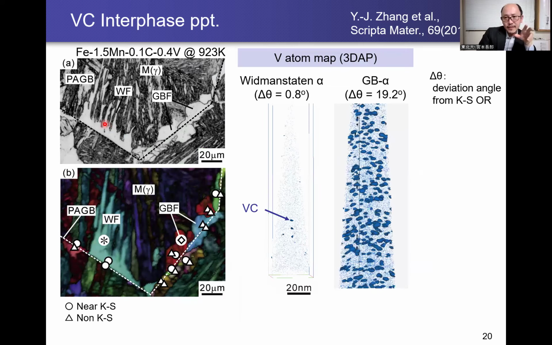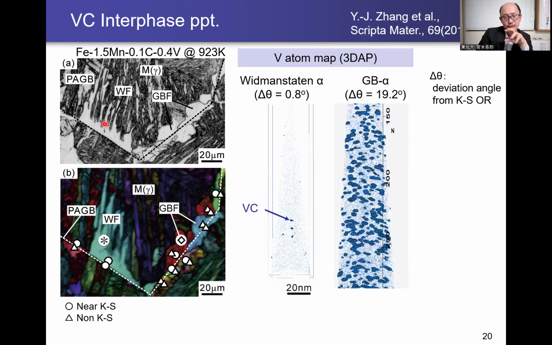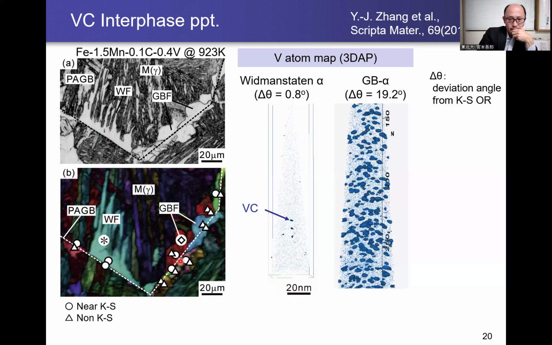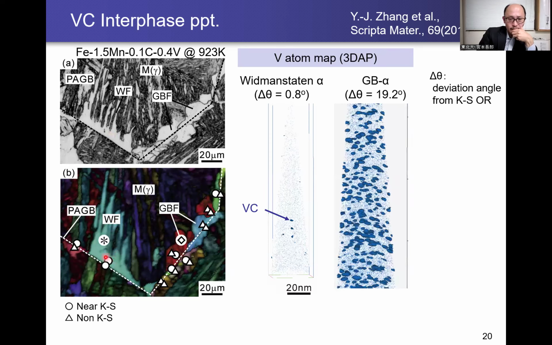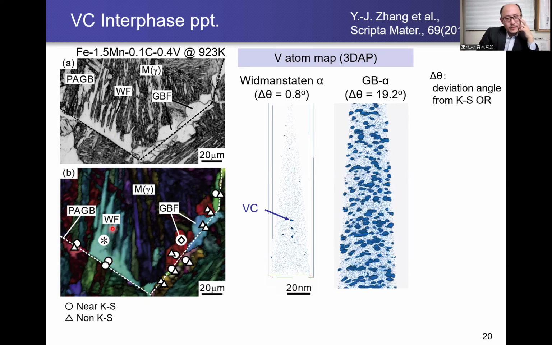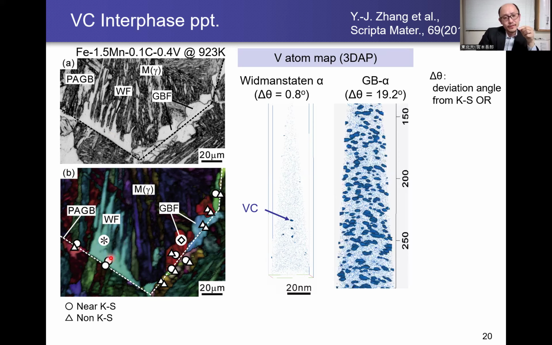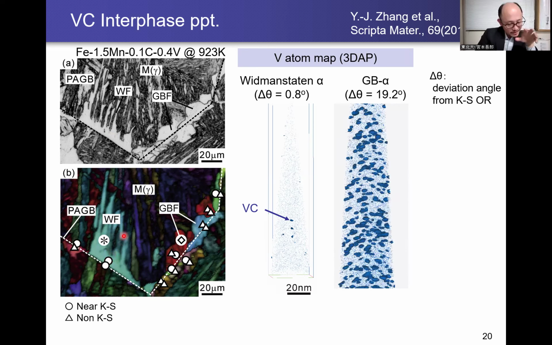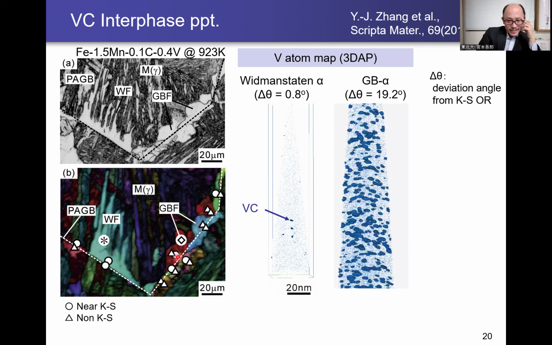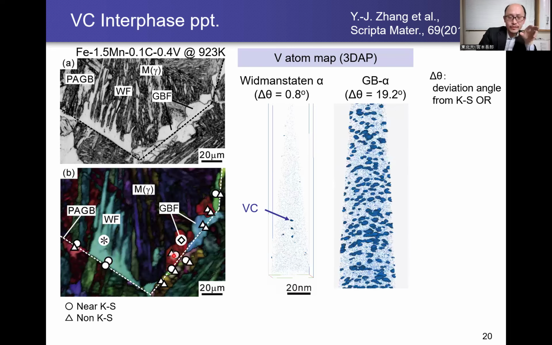So in this case, we also analyze the relationship between orientation relationship and alloy carbide precipitation. So this is the Widmanstätten ferrite, and this is the grain boundary ferrite. So then we analyze the orientation relationship. This Widmanstätten ferrite satisfies the K-S orientation relationship and grows to the K-S side. On the other hand, this grain boundary ferrite holds the K-S orientation relationship with one side of austenite, but grows into the non-K-S side.